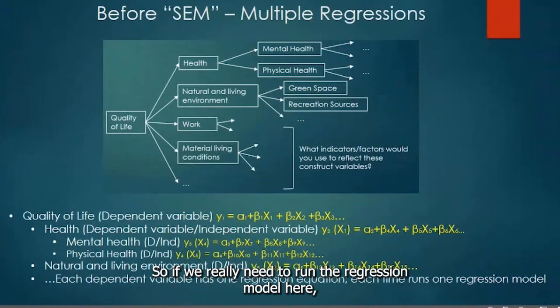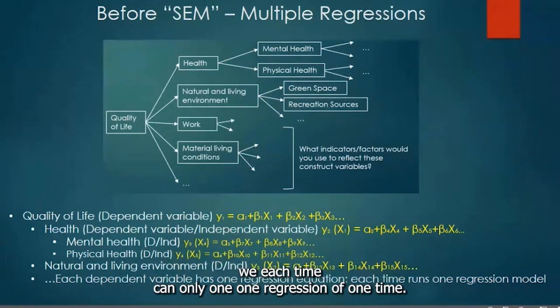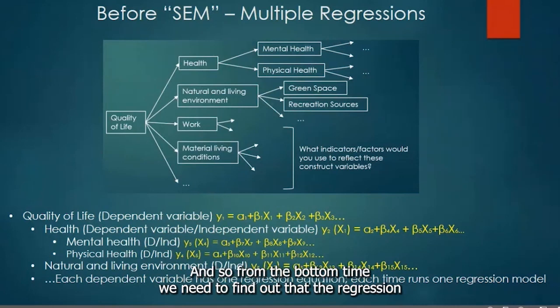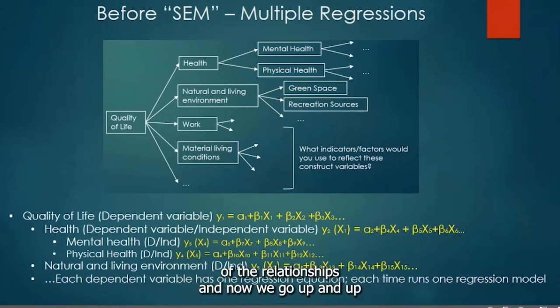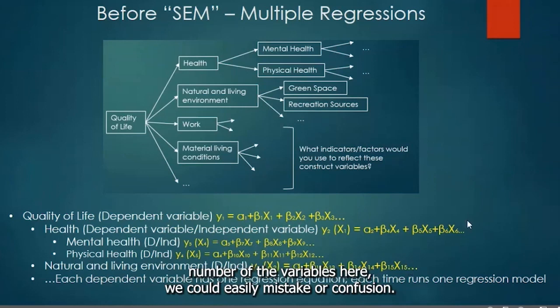So if we really need to run the regression model here, we can only run one regression at a time. From the bottom, we need to find out the relationships in the regression, and then we go up and run multiple regressions. It's very time consuming. It can be very complicated. And look at all the coefficients of the different variables here. We could easily make mistakes or get confused.